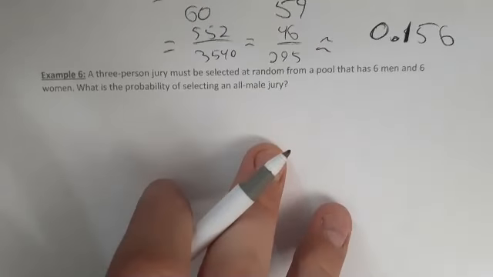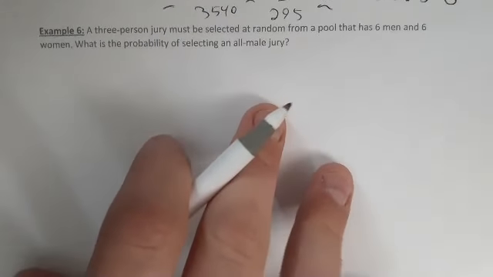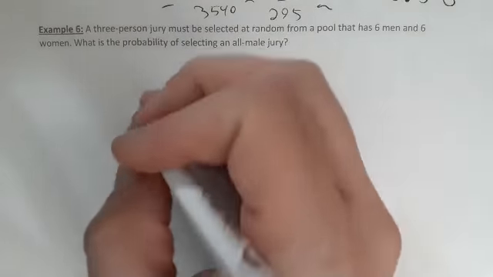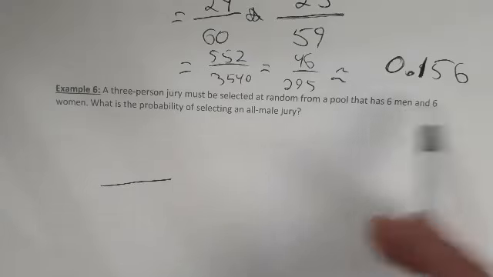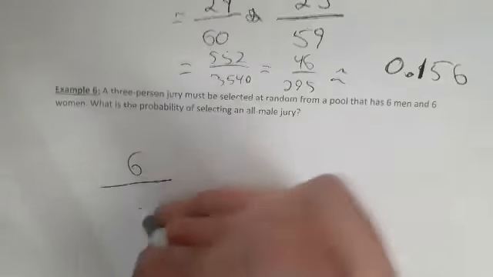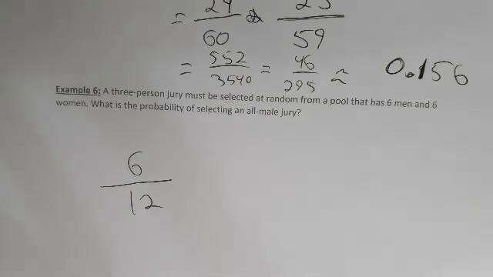Okay, so a 3-person jury must be selected at random from a pool that has 6 men and 6 women. What is the probability of selecting an all-male jury? First off, I want to do the probability of selecting a male. From here, straight off, the first male, I'm selecting from 12 people total. I am selecting 6 from 12 people. I have selected my first male.